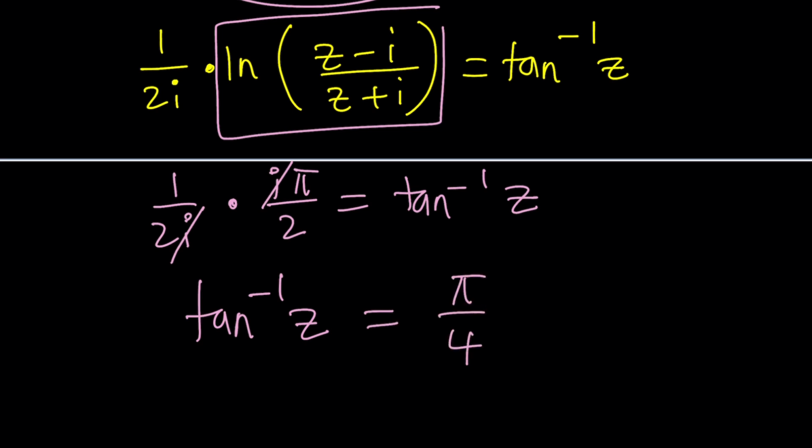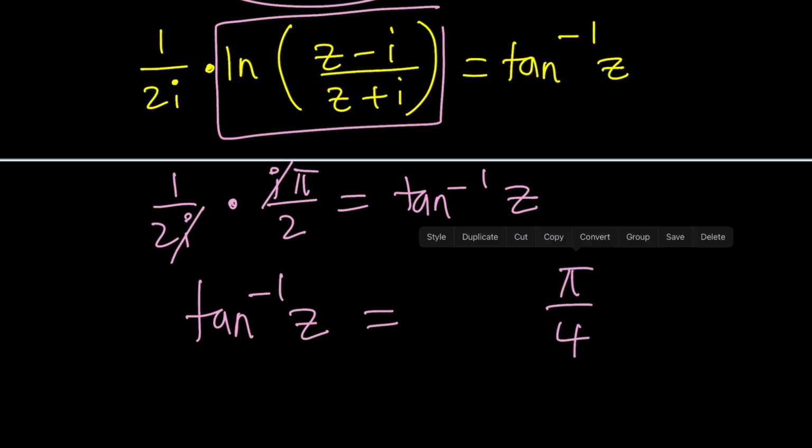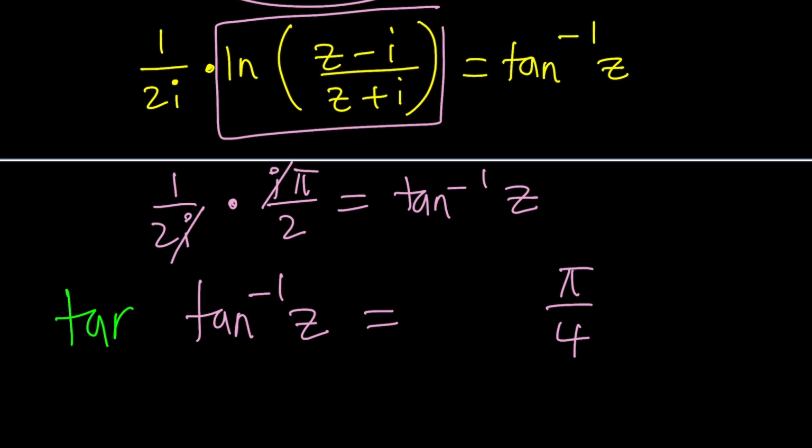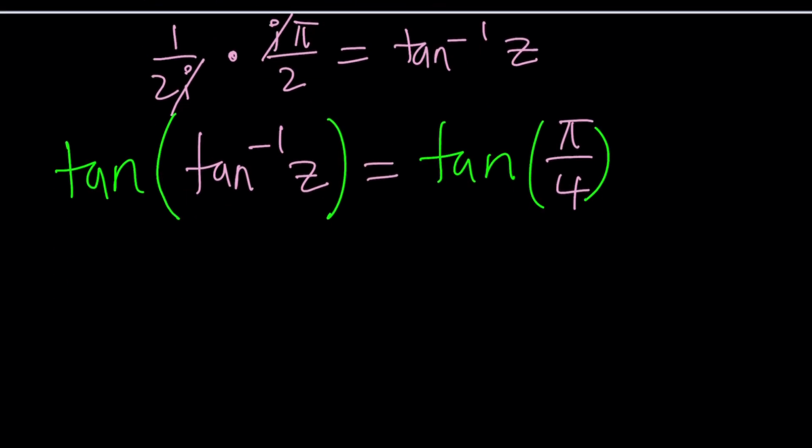Now, what is that supposed to mean? I could probably tan both sides, can't I? Let's move this a little bit that way. Yes. Now we can apply the good old tangent on both sides, and we can get the answer, right? What is tangent pi over 4? Well, it's tangent 45, so it should be 1, right? These cancel out, by the way. We end up with z equals 1.